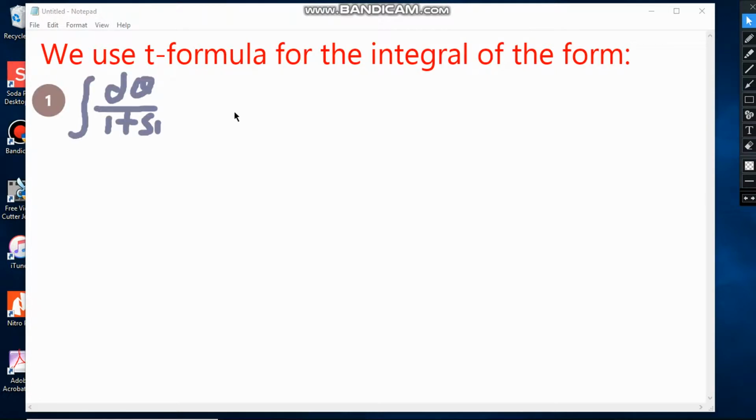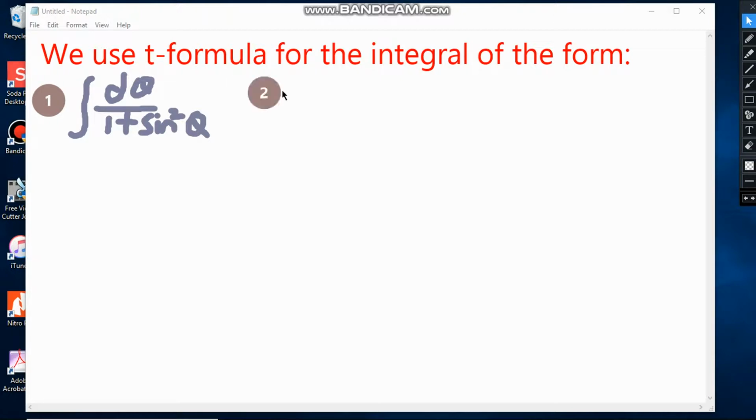Okay, we use the T formula for integrals of the form integral of d theta over sine square of theta. When you have this kind of integral where the denominator has a trig identity whose power is raised to 2 plus or minus a constant, we use the T formula.